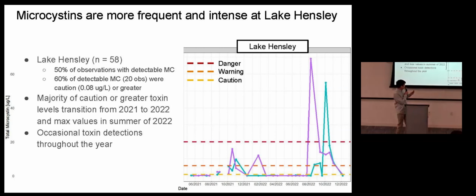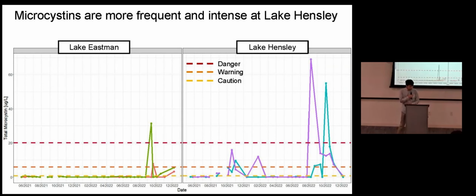And so just like chlorophyll, we're looking at them side by side right here. And so we can see the more frequent and intense microcystin detections at Lake Hensley. Then despite both lakes having their microcystin peaks during the summer of 22, Lake Hensley had much greater microcystin concentrations, which is the opposite of Lake Eastman, which had greater chlorophyll concentrations during the same time. And then we also found additional toxin detections for anatoxin and cylindrospermopsin, but microcystin was the most dominant, so we decided to focus on that.